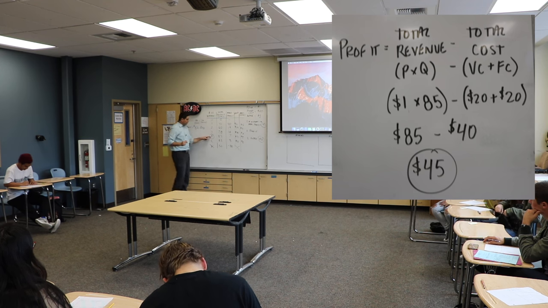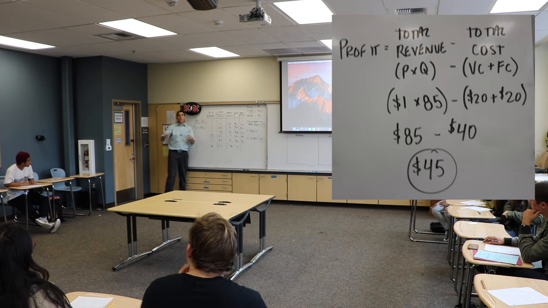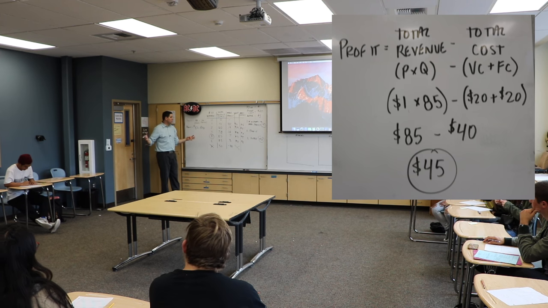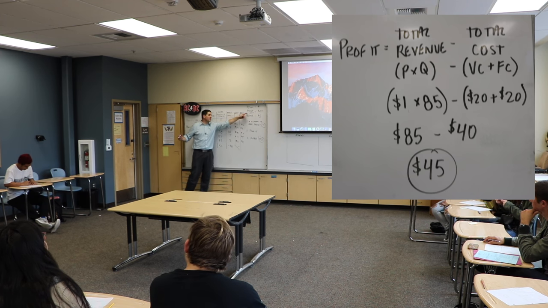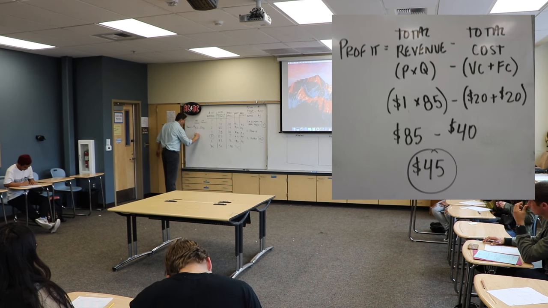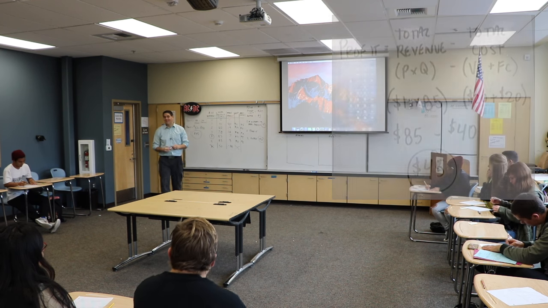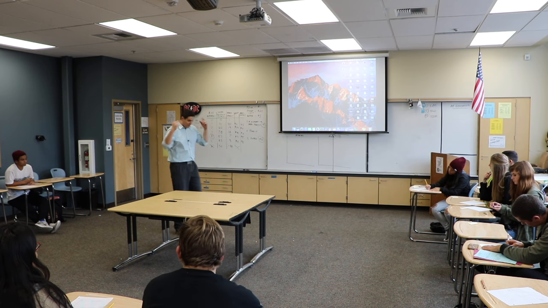Well, four workers times $5 each was $20 for my variable cost. My workers cost me $20, plus another $20 of fixed cost, give me $40 of total cost. How much profit are you making? $45 profit. That's the right answer. Great. It's okay if you didn't get that, but that's how you run a business. You gotta think like an economist.